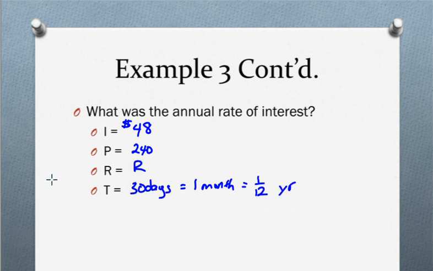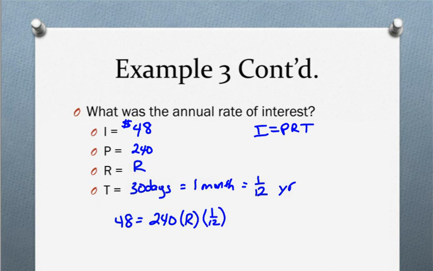Okay, so now that we have that, we're just going to plug everything into this I equals PRT equation. I, that's $48, equals P, that's 240, times R, times 1/12. Now, just like before, we'll go ahead and multiply together the 240 and the 1/12. Let's do that first.